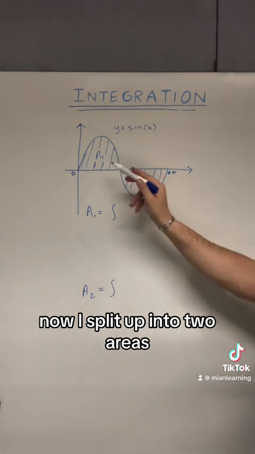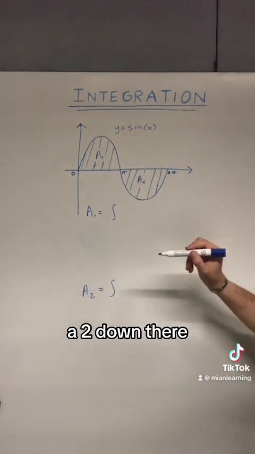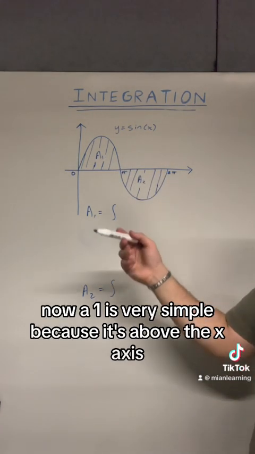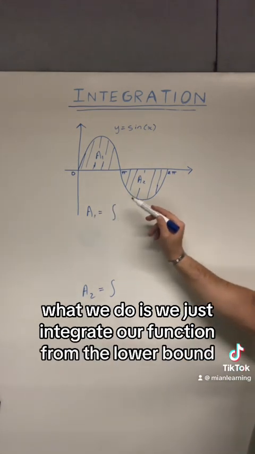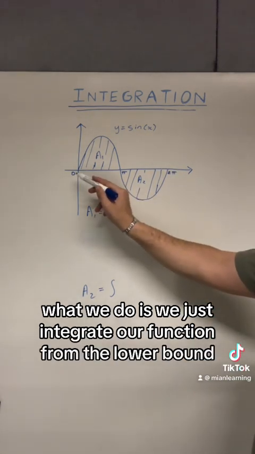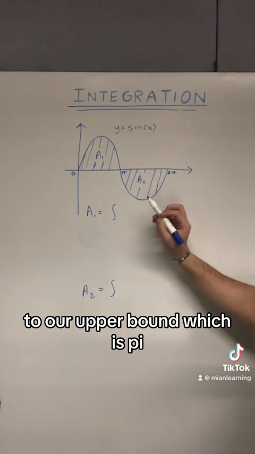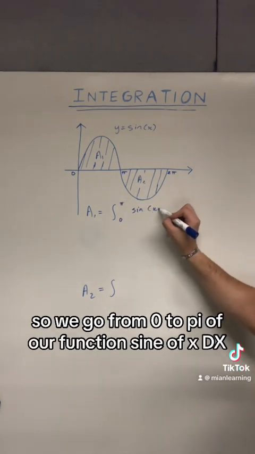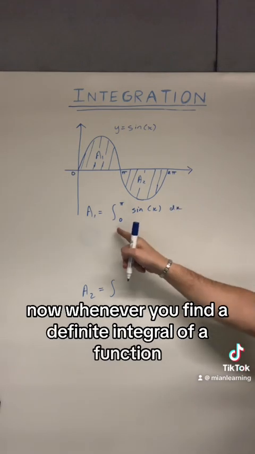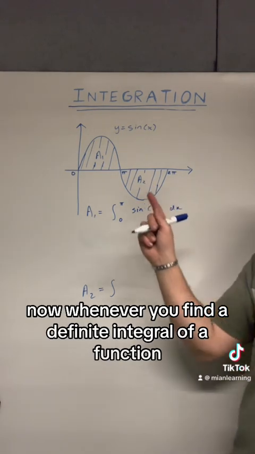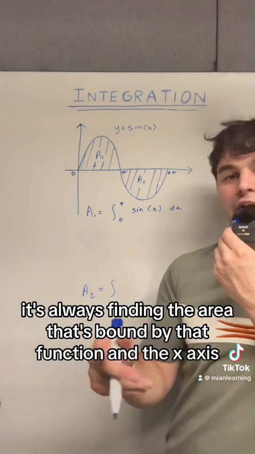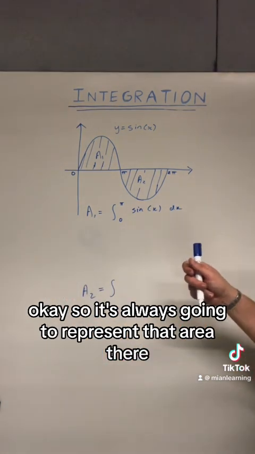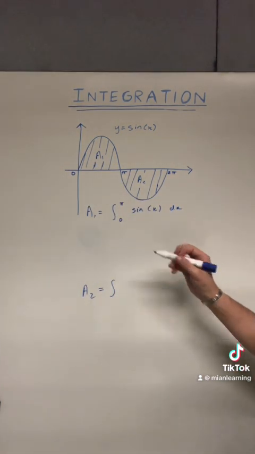I split it up into two areas. I have A1 up here, A2 down there. Now, A1 is very simple because it's above the x-axis. What we do is we just integrate our function from the lower bound, which is 0, to our upper bound, which is pi. So we go from 0 to pi of our function, sine of x dx. Now, whenever you find a definite integral of a function, it's always finding the area that's bound by that function and the x-axis. Okay, so it's always going to represent that area there.